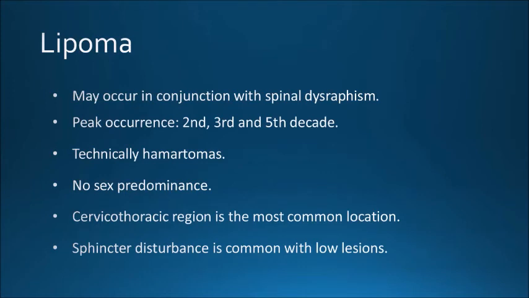Now coming to the lipomas, they may occur in conjunction with spinal dysraphism, and the peak occurrence is in the second, third, and fifth decades. They are technically hamartomas, and there is no sex predominance. The cervicothoracic region is the most common location for these lipomas, and sphincter disturbance is common with these lesions, especially when the lesion occurs in the lower spine.